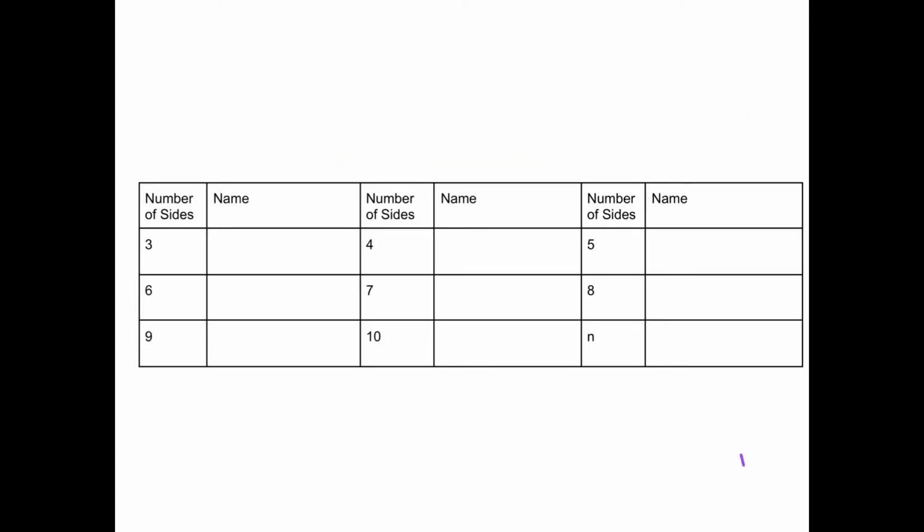In this table, we're going to fill in the special names of some of the polygons when they have a certain number of sides. If they have 3 through 10 sides, then they all have a special name.